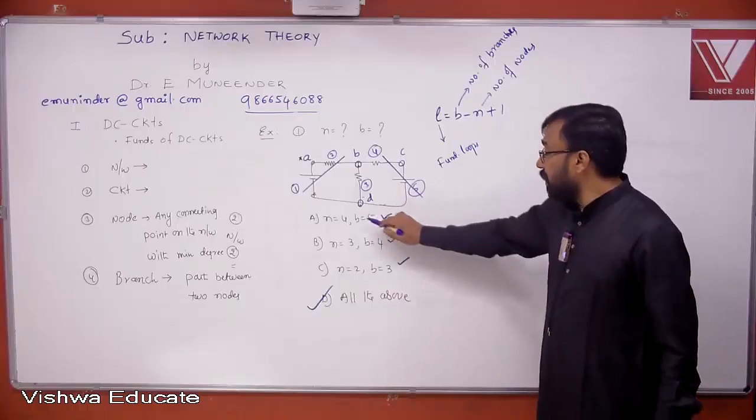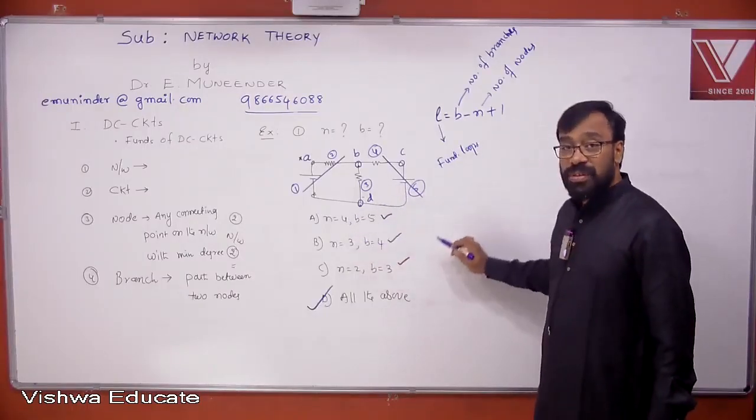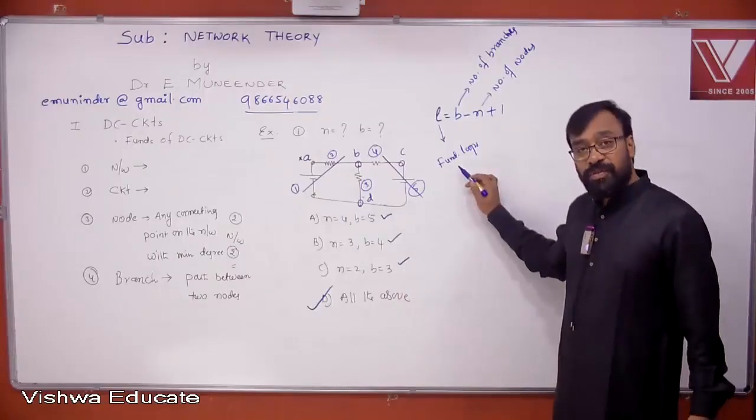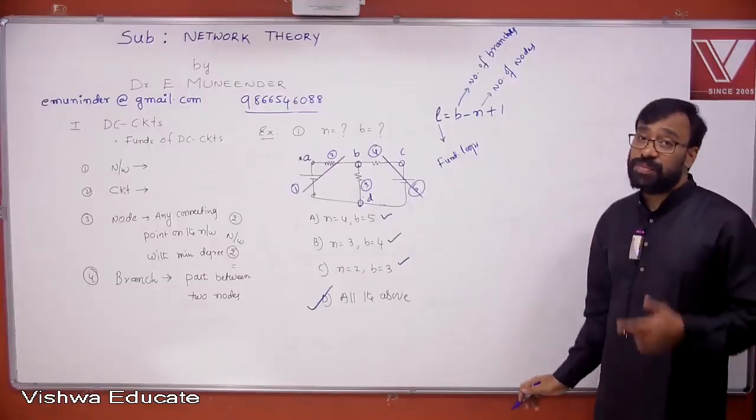Now you see 5 minus 4 plus 1, 2. 4 minus 3 plus 1, 2. Now 3 minus 2 plus 1, 2. You are getting the same answer for the number of fundamental loops. No doubt. But the count of the number of nodes and number of branches may not be unique.